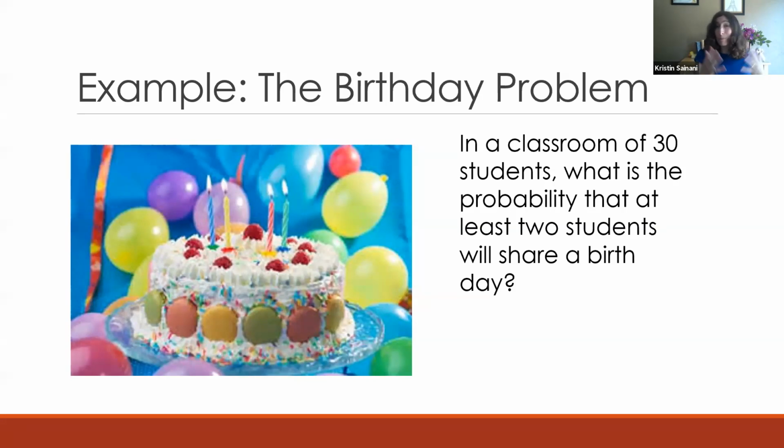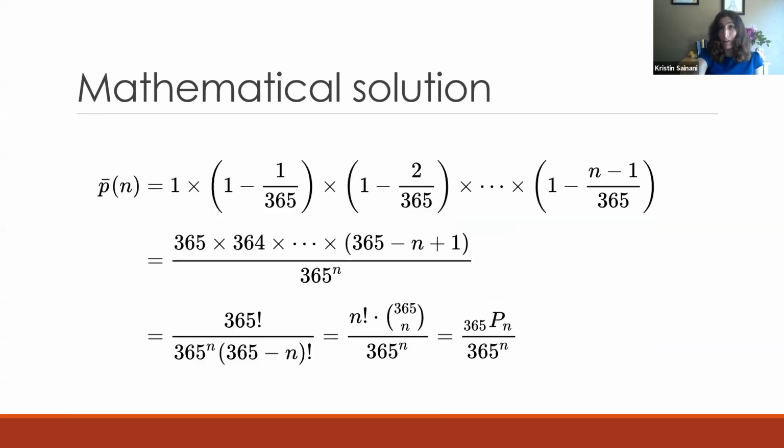When you ask people this question, if they haven't seen the problem before, they tend to think it's a really low probability, 5 to 10%. But it turns out to be surprisingly high. It's actually about 70% for a classroom of 30, which is a little counterintuitive. You can solve this problem mathematically. Here's the mathematical solution. It involves combinations and permutations. It's super fun, but again, not everybody likes math.